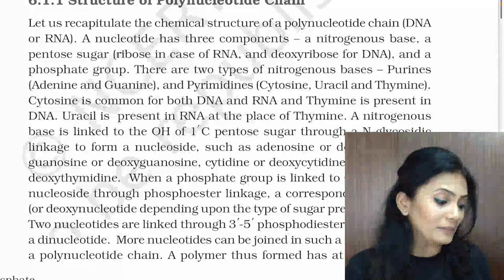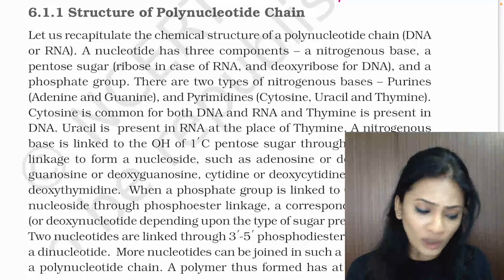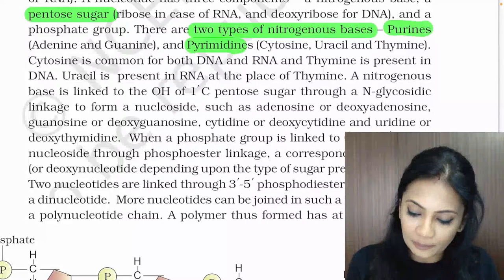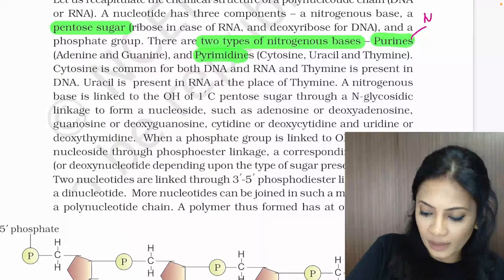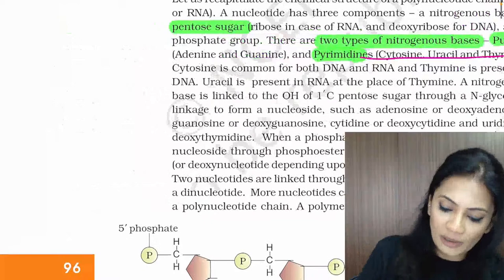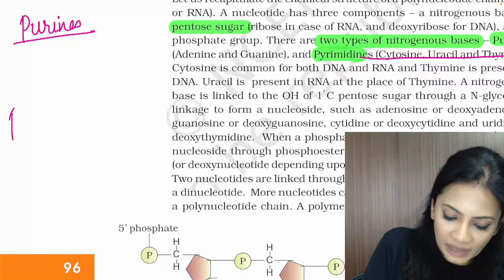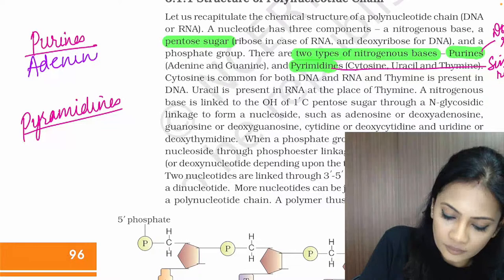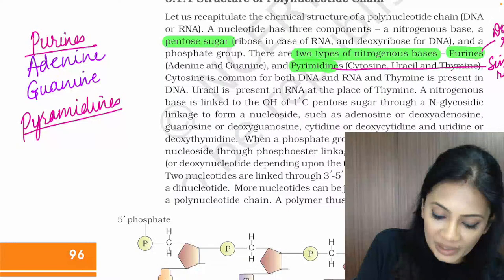Now, coming next, structure of the polynucleotide chain. What all are the important points here? Look over here. First of all, you have got pentose sugar, two nitrogenous base types, purines and pyrimidines. Purines are how many rings? Double. And pyrimidines are single. How will you remember them? Purines are adenine and guanine. Pyrimidines are cytosine and thymine.